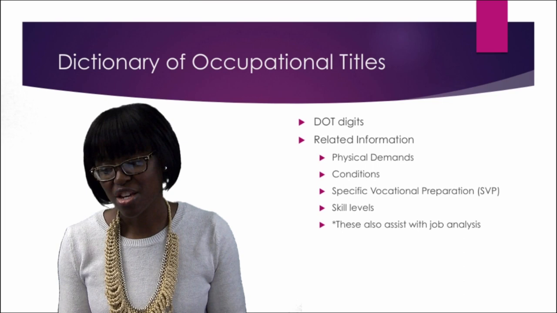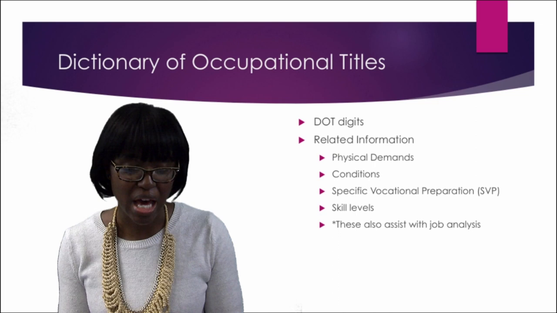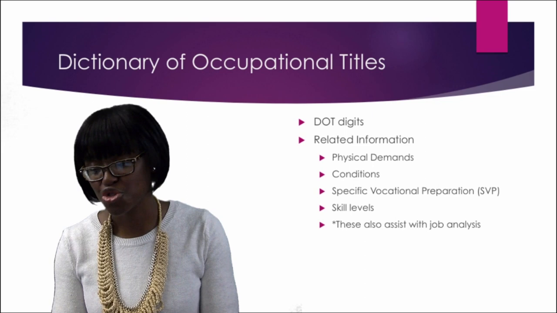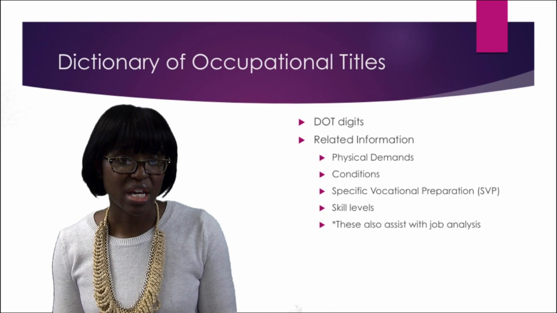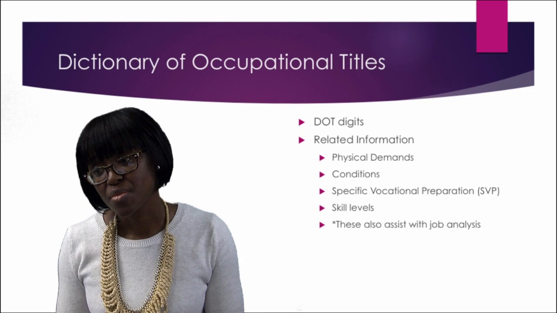That's usually like an unskilled type of job. They don't need a lot of training or instruction in that area. Two, the same thing. It's anything beyond a short demonstration up to and including 30 days. They might need like a quick little 30-day training. So those are usually your unskilled jobs. Three and four, three is 30 days to 3 months. Four is 3 to 6 months. Those are your semi-skilled jobs.